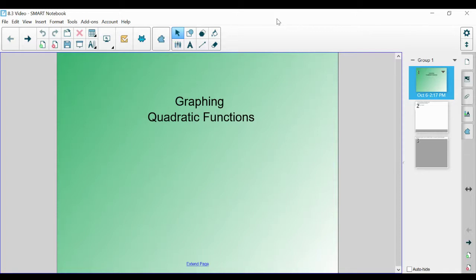So today we are going to be talking about how to graph quadratic functions. This is going to be section 8.3 in your guided notes. This is going to be stemming from what we've previously learned, and we're really going to use this idea of the vertex, the zeros, and the axis of symmetry in helping us graph these quadratic functions. So without further ado, let's talk about how we do it.